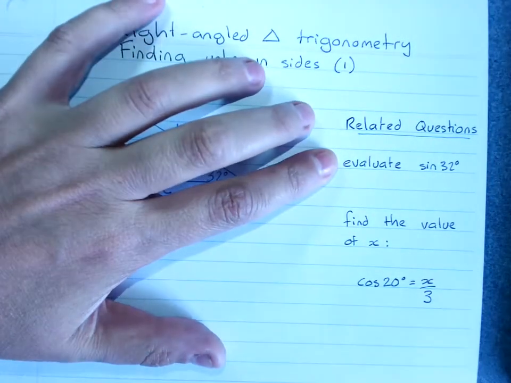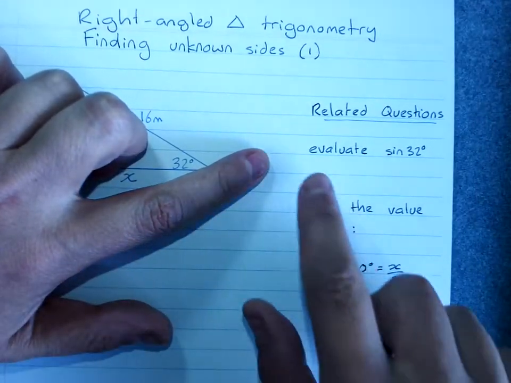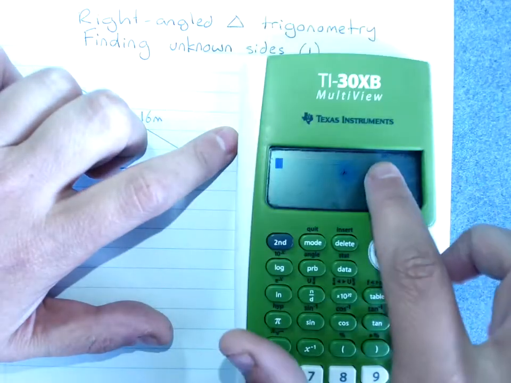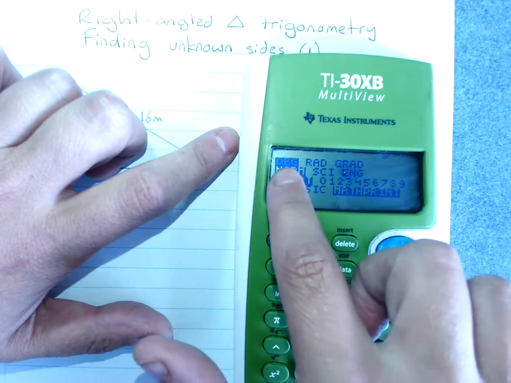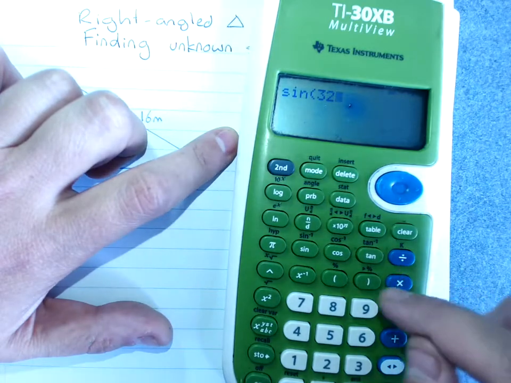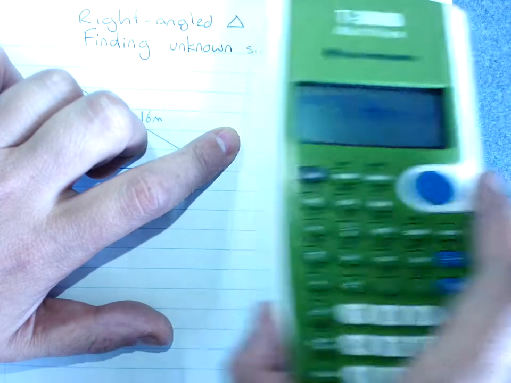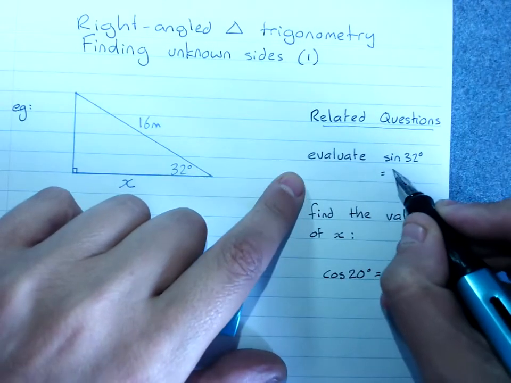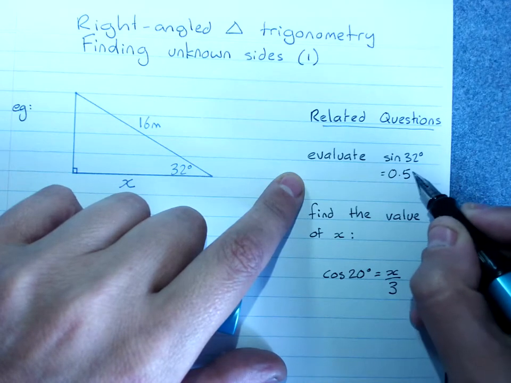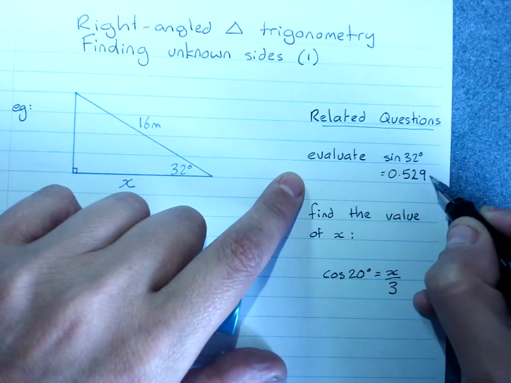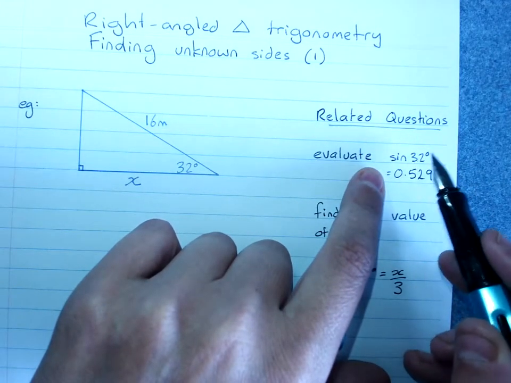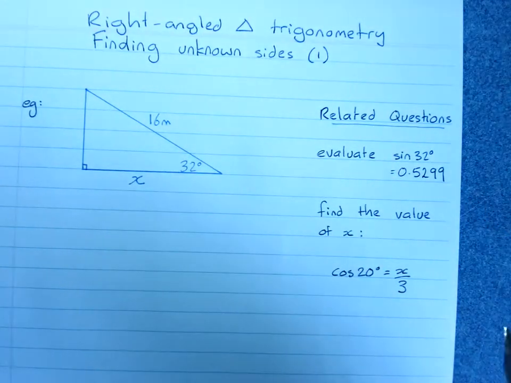If you get asked to evaluate sine, cos or tan of an angle, just use your calculator. So sine of 32 degrees, check that you're in degrees, use mode if you're not. Sine of 32 equals 0.5299, so that, well, we'll go to 4 decimal places. So this is the ratio between opposite and hypotenuse when the angle is 32 degrees.